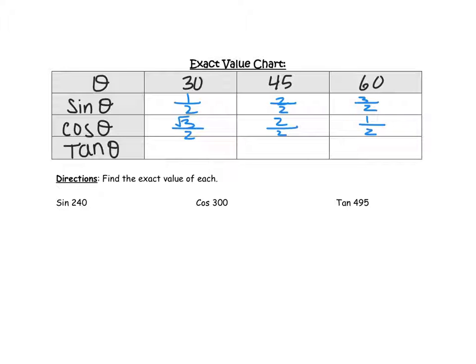Everything on top gets a radical, except for the 1's. Now we stick with the bottom of tangent, it's all 3's: rad 3 over 3, 1, and rad 3. Now why am I talking about this? Well, because the directions will ask you to find the exact value of each function. So we need the exact value chart.